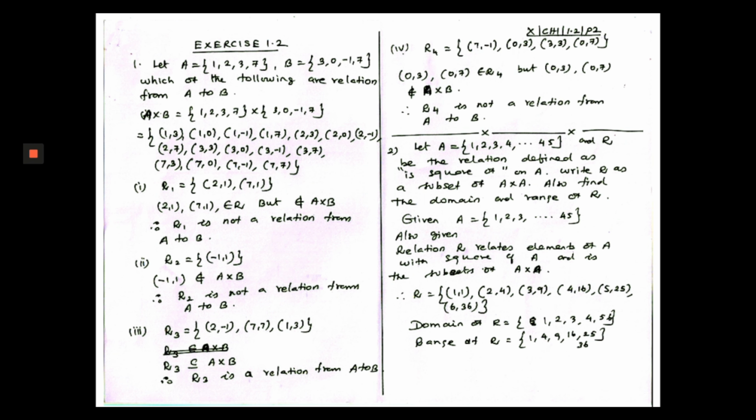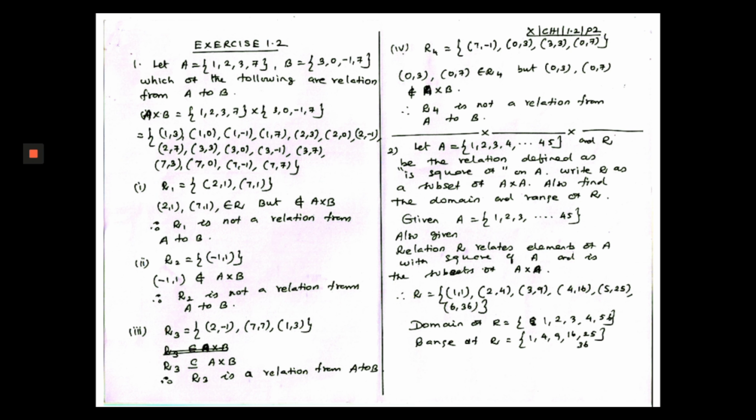R2 = {(-1, 1)}. Yes, (-1, 1) is in R2 but not in A cross B. Therefore R2 is not a relation from A to B.